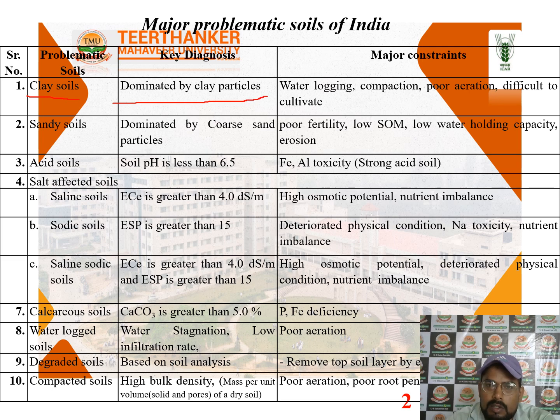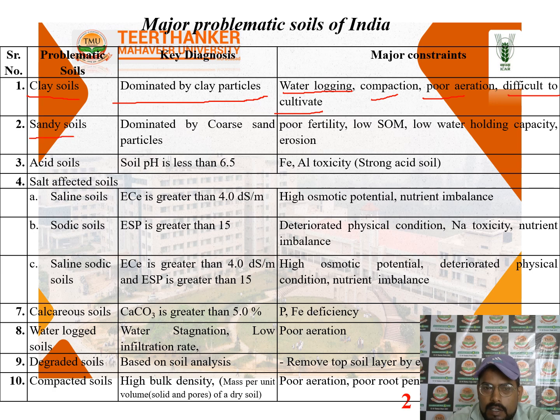The particles are smaller than 0.002 millimeter, and these soils cause water logging, compaction, poor aeration, and difficulty in cultivation, especially with more clay content. But a soil with only 30% clay content is best for cultivation. Increasing the clay content beyond that harms growth and productivity of the soil.